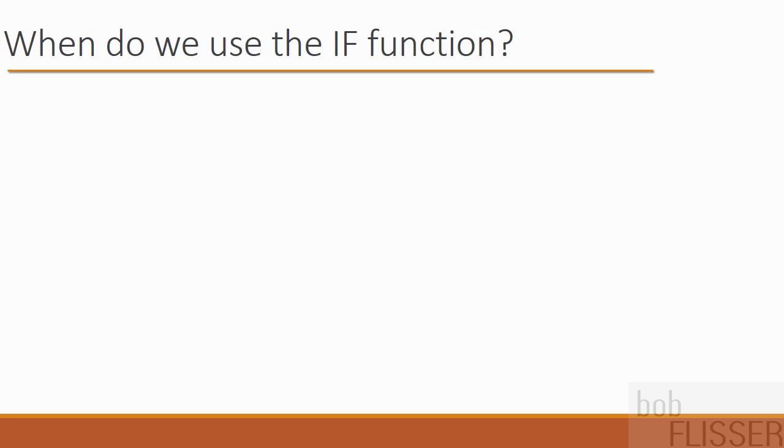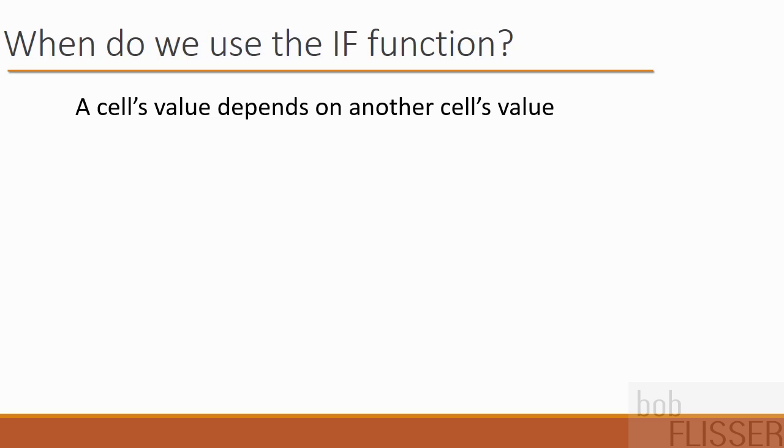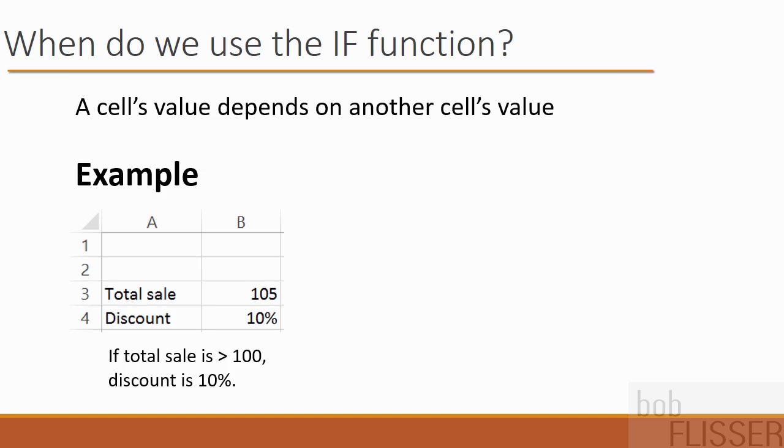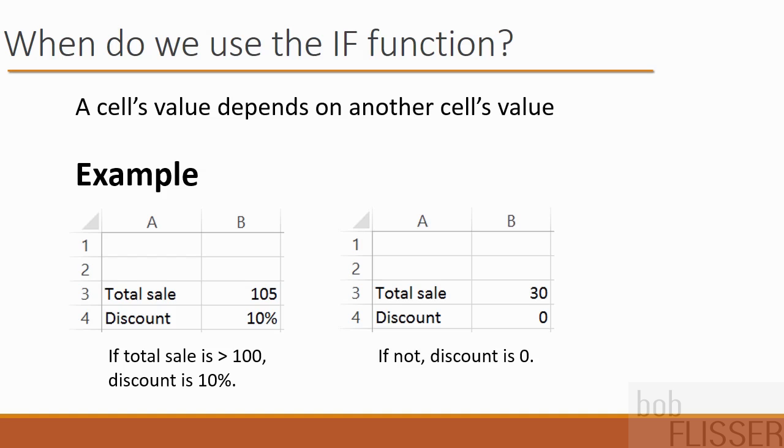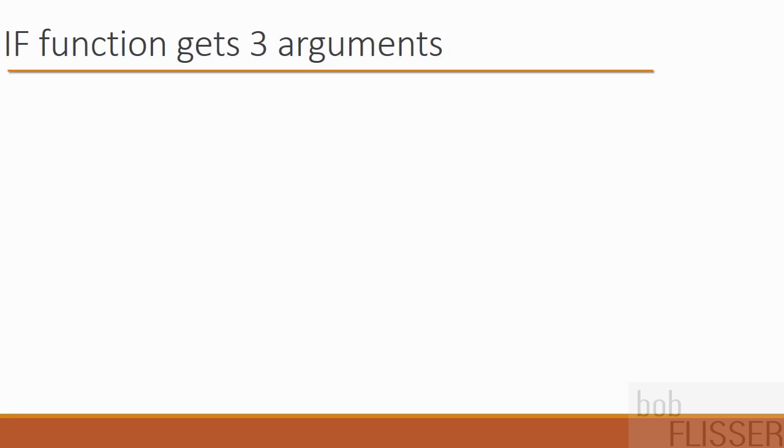We use the if function when we want the value of one cell to depend on the value of another cell. That other cell can be on the same worksheet, on a different worksheet, or even on a different workbook. Here's a simple example. Let's say in this little worksheet here, if the total sale in cell B3 is over 100, cell B4 will display a discount rate of 10%. But if B3 is not over 100, the discount rate in B4 will be 0.